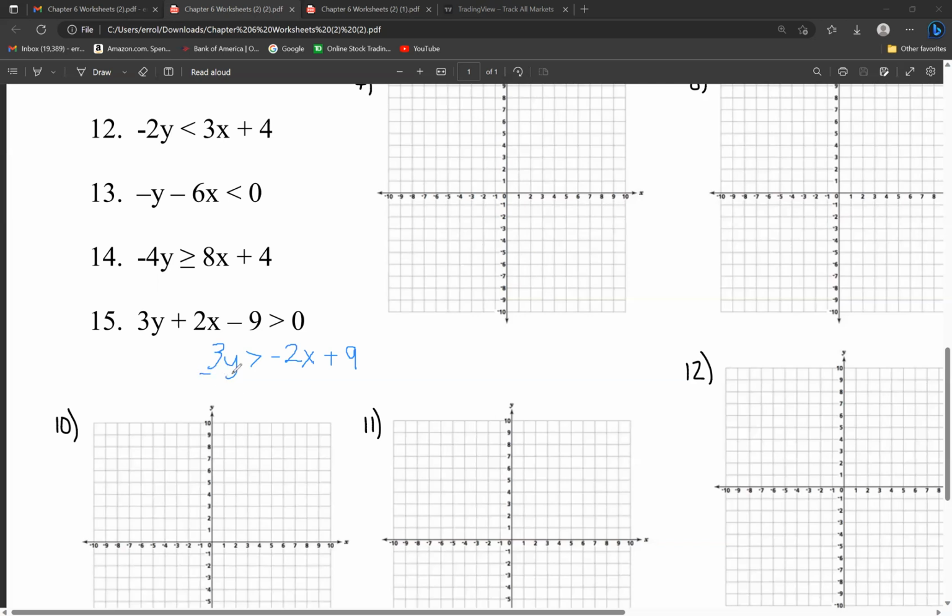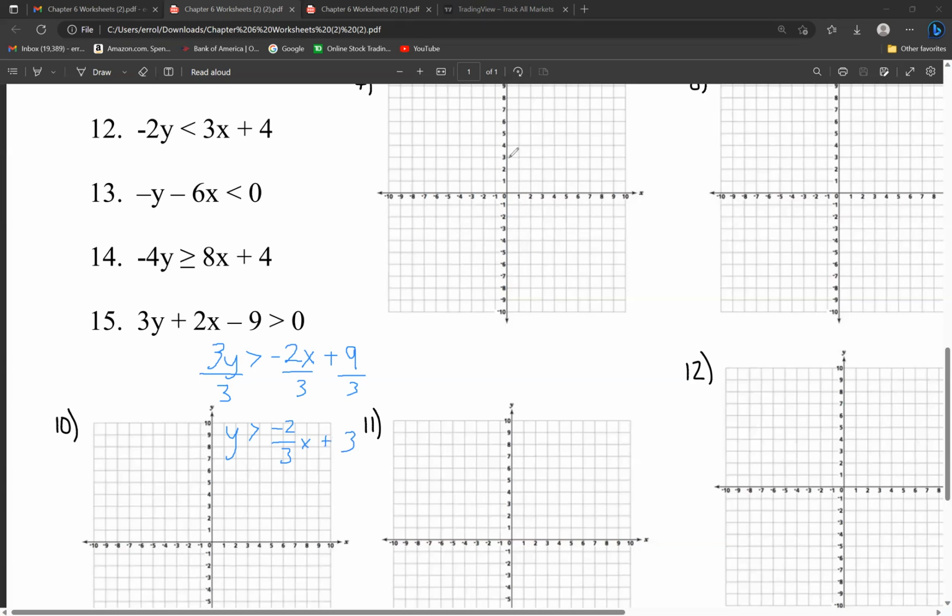Divide by 3. Divide everything by 3. What's the next line? Y greater than? 2 over 3x. Yep. +3 or -3? +3. Okay, tell me how to graph this one.